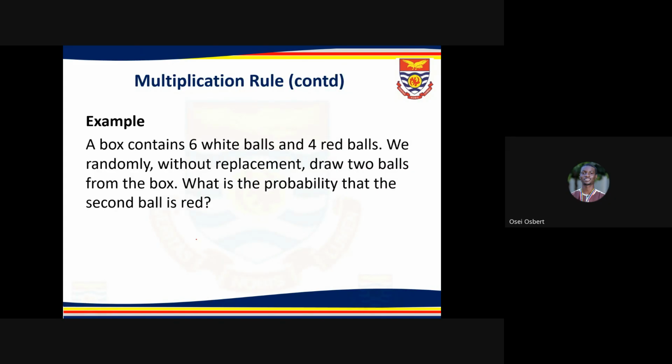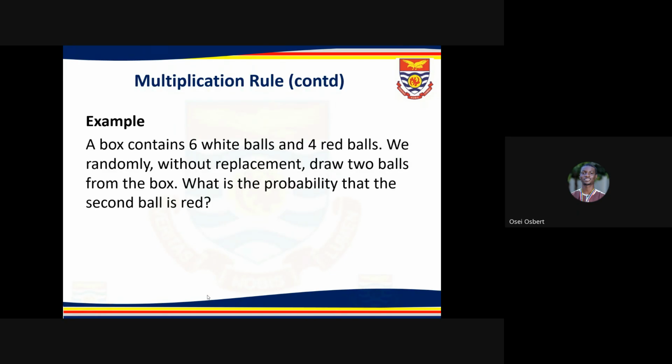1. A box contains 6 white balls and 4 red balls. We randomly, without replacement, draw 2 balls from the box. What is the probability that the second ball is red? The question is asking for the probability that the second ball is red. In essence, we could obtain a white and a red, or we could obtain a red and a red.